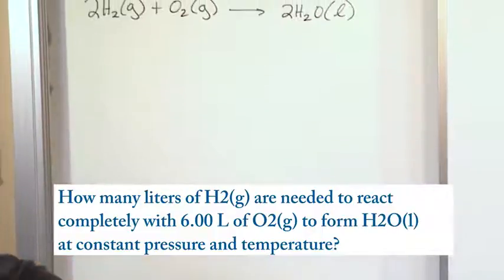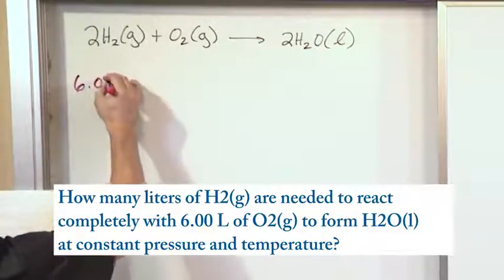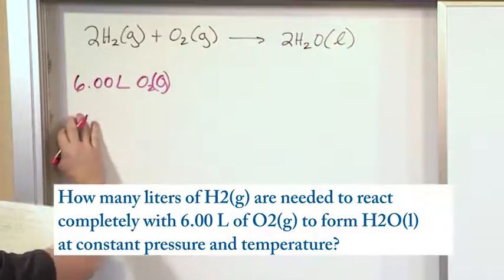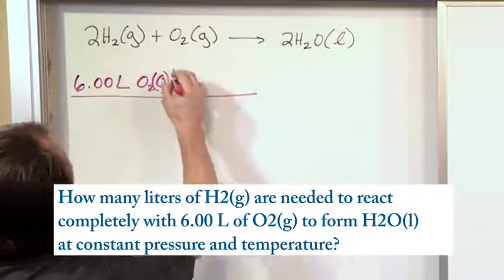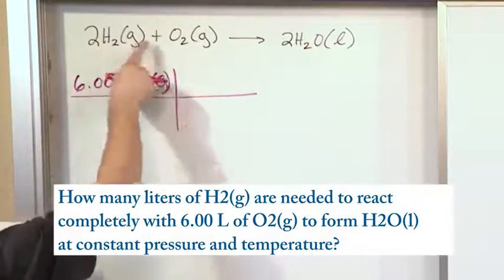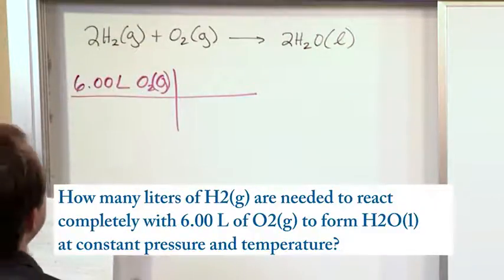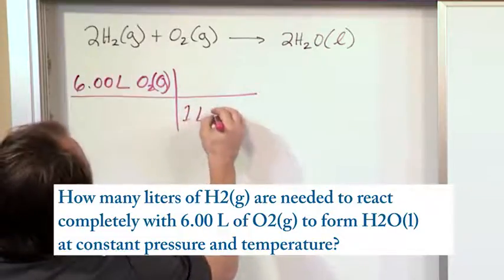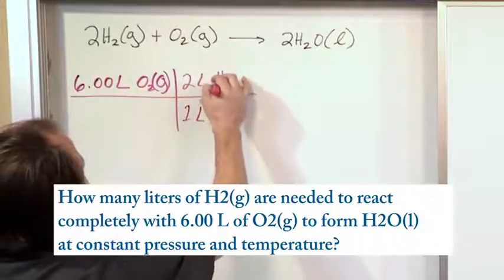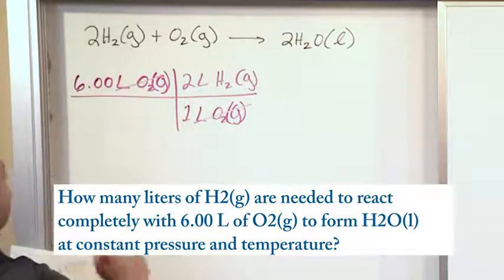So it says we start with 6.00 liters of oxygen gas. And the question says, how many liters of H2 are needed to react with that? So because we're going from oxygen, we want to know how many hydrogen. We know that we're locked in a 2-to-1 ratio, and we can read that in terms of volume, okay? So we know that 1 liter of oxygen gas reacts with 2 liters of hydrogen gas. That's the ratio.